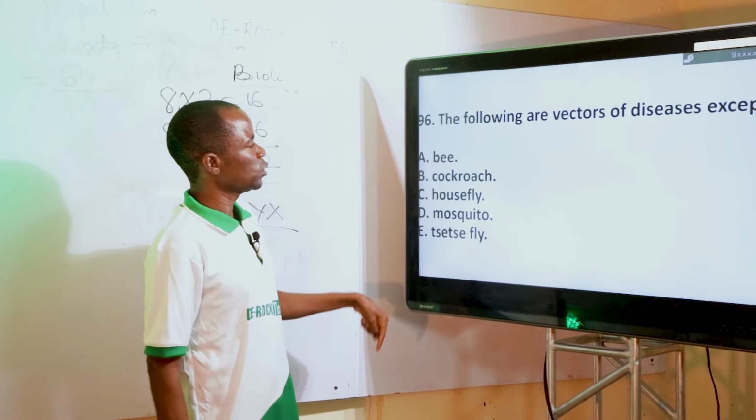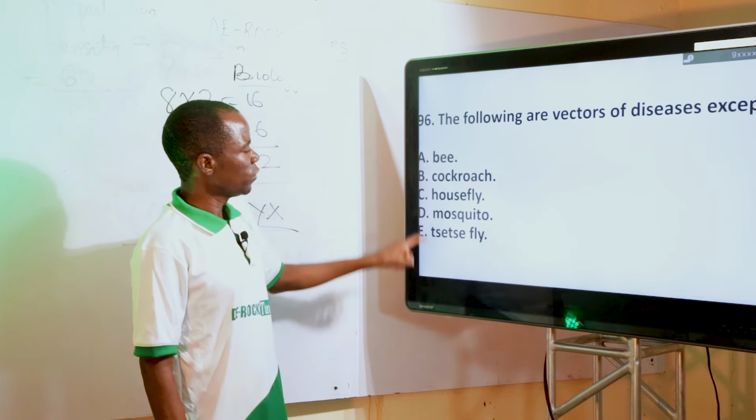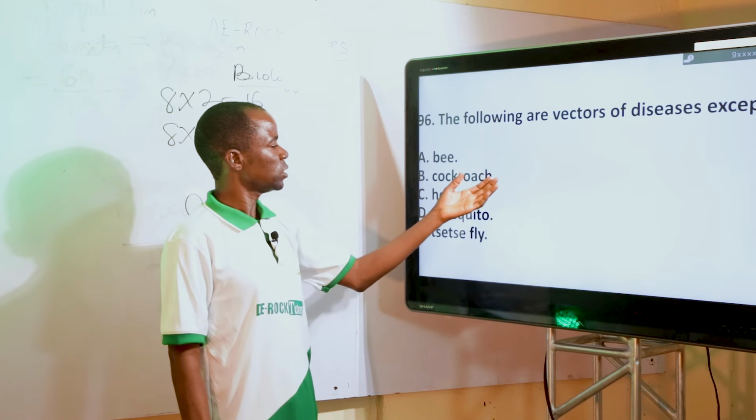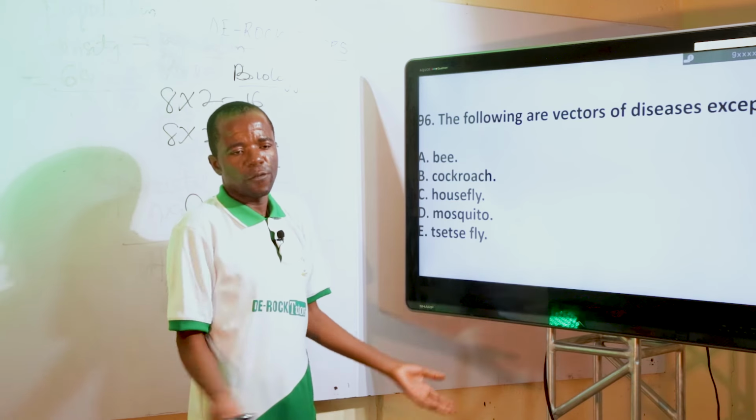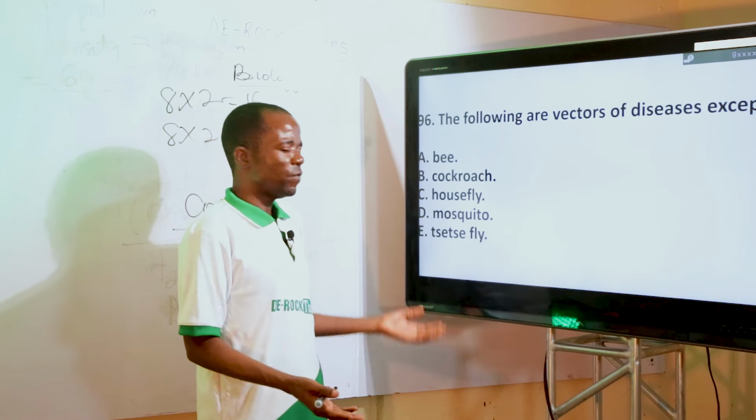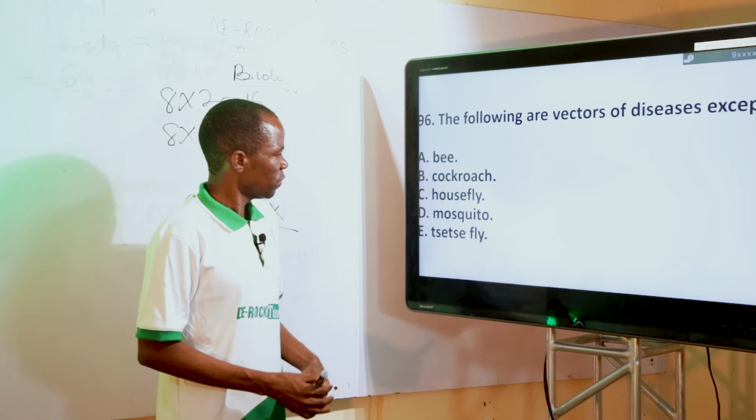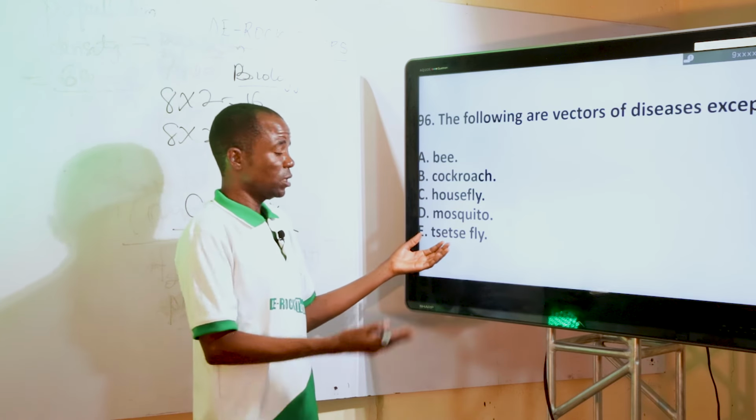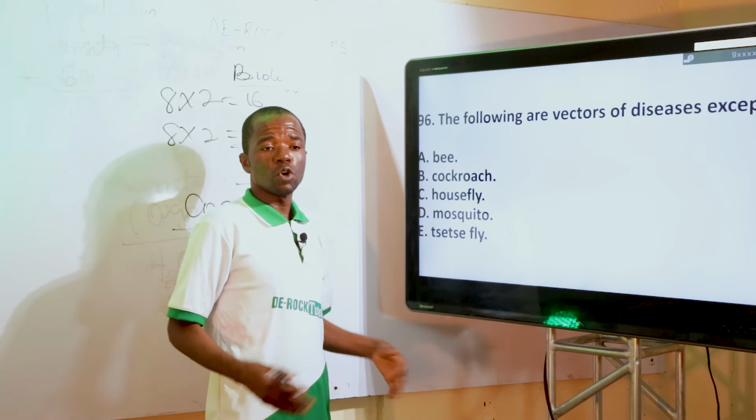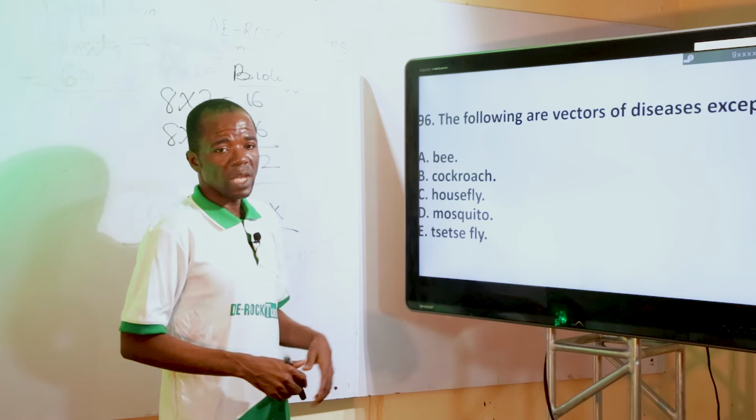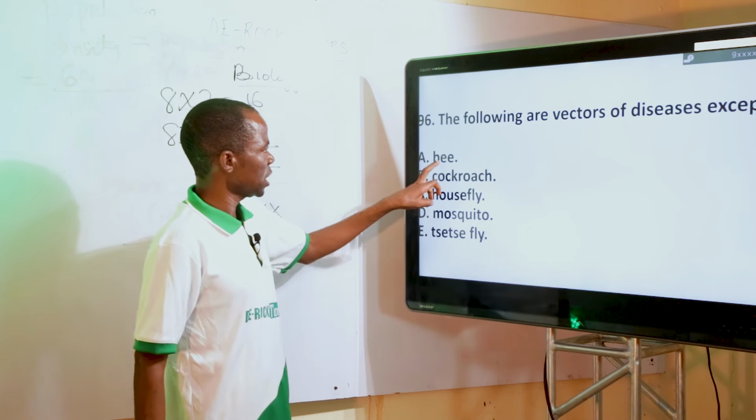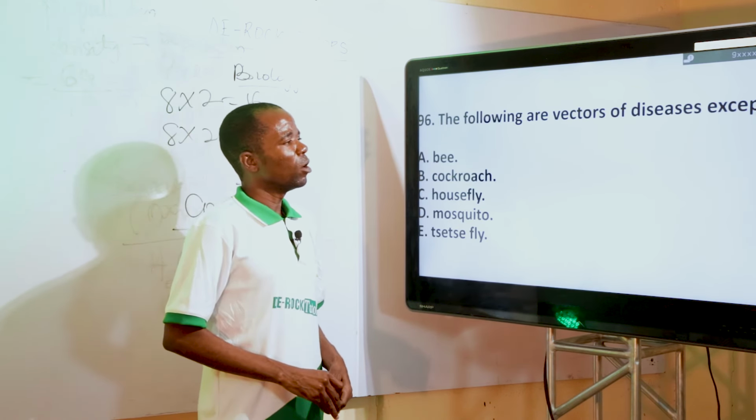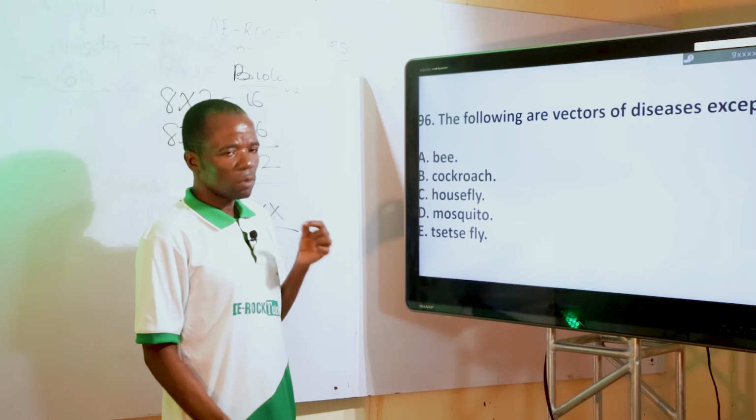So, if you look at all of this, we can see that the only one out of these options that does not serve as a vector for diseases is B. Cockroach is a vector of disease. Housefly, for example, is a vector for cholera. It carries Vibrio cholerae. Mosquito, I've just mentioned, is also a vector. Not only that, this is tsetse fly. That's the vector that carries the trypanosome, which causes trypanosomiasis or sleeping sickness. So the correct answer for number 96 is A. B is not a carrier of disease-causing organisms, so it is not a vector.